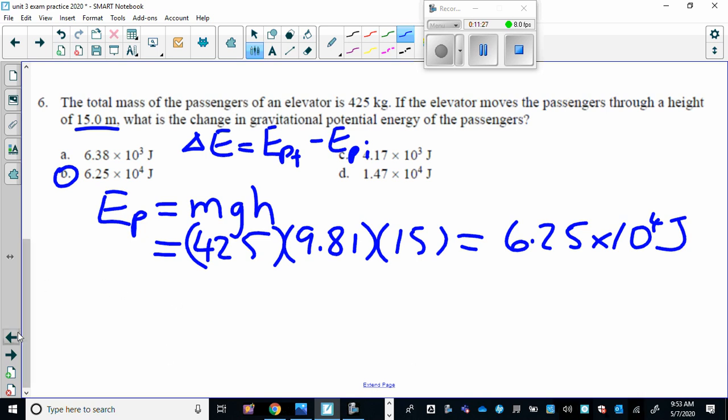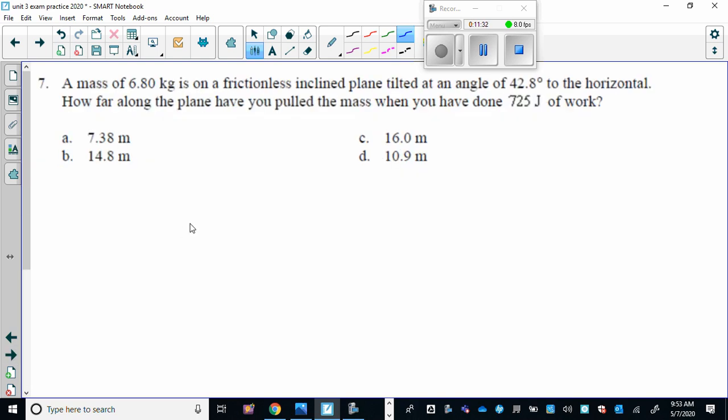Okay, let's get through 7 and 8, and then we'll stop this video and go on to the next one. A mass of 6.8 kilograms on a frictionless inclined plane is tilted at an angle of 42.8 degrees to the horizontal. How far along the plane have you pulled the mass when you have done 725 joules of work? Okay, this is a good question. I like this question. So we have a 42-degree angle.